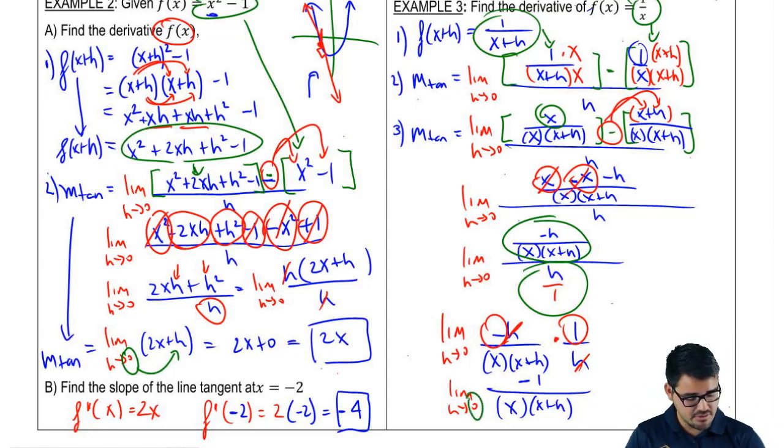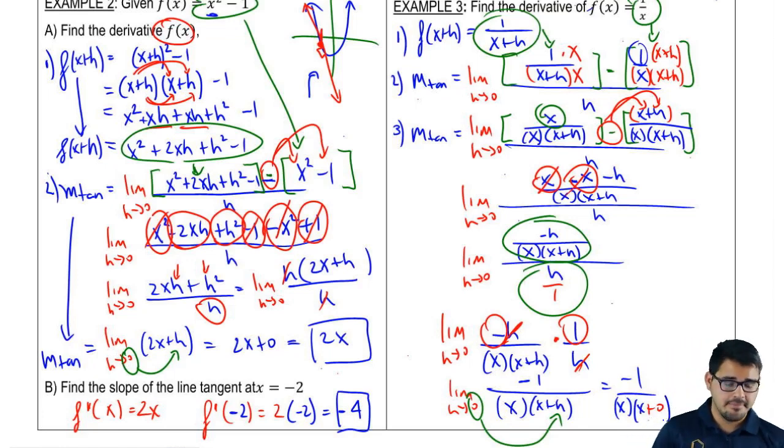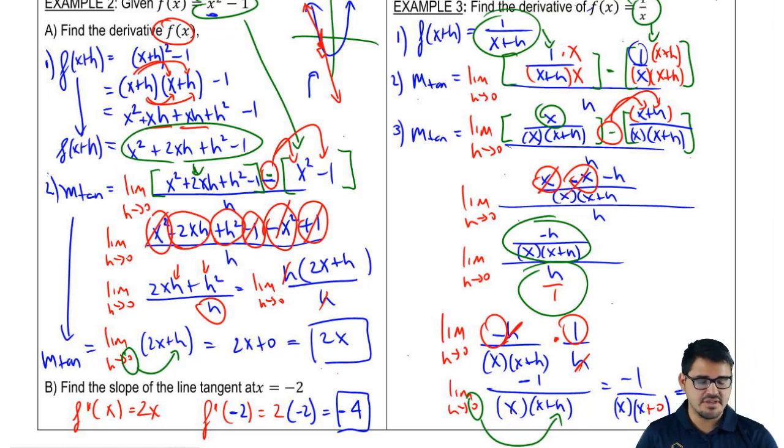So I'm going to input the 0 wherever I find an h. It's going to be right in there. So to apply my limit, I'm just going to have negative 1 over x times x plus 0, right? And then if you guys notice, that is just like saying x times x, because x plus 0 is just x. So what's x times x? It's going to be x squared. So my final answer is negative 1 over x squared, and that is the slope of the line tangent, or my derivative. So there we go.